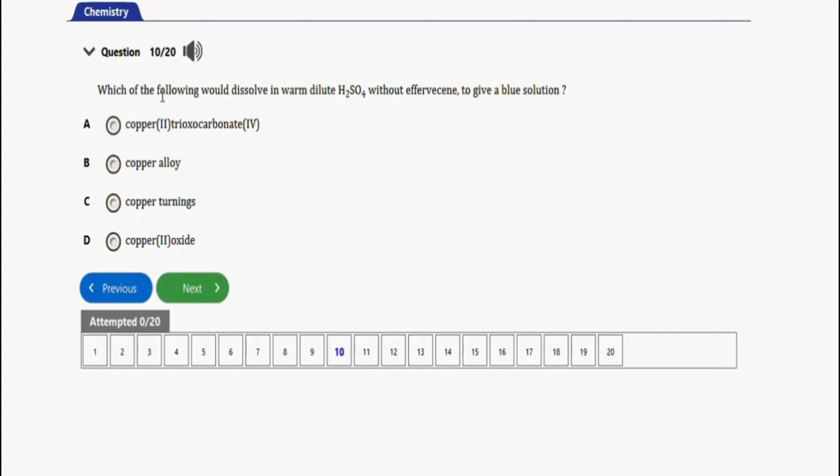Next question says which of the following will dissolve in warm dilute sulfuric acid, or tetraoxosulfate(VI) acid, to give a blue solution? So the right option is option B, copper oxide. Alright, take note of this question.